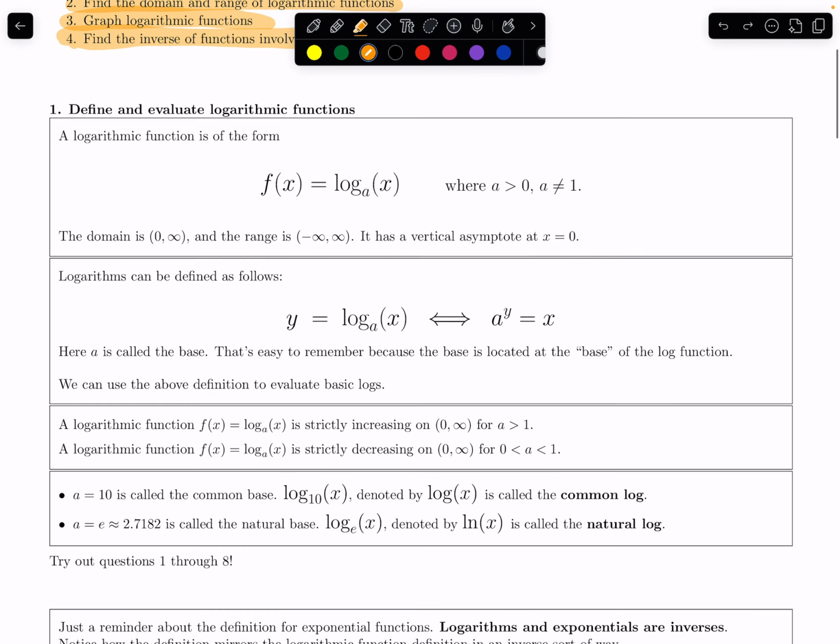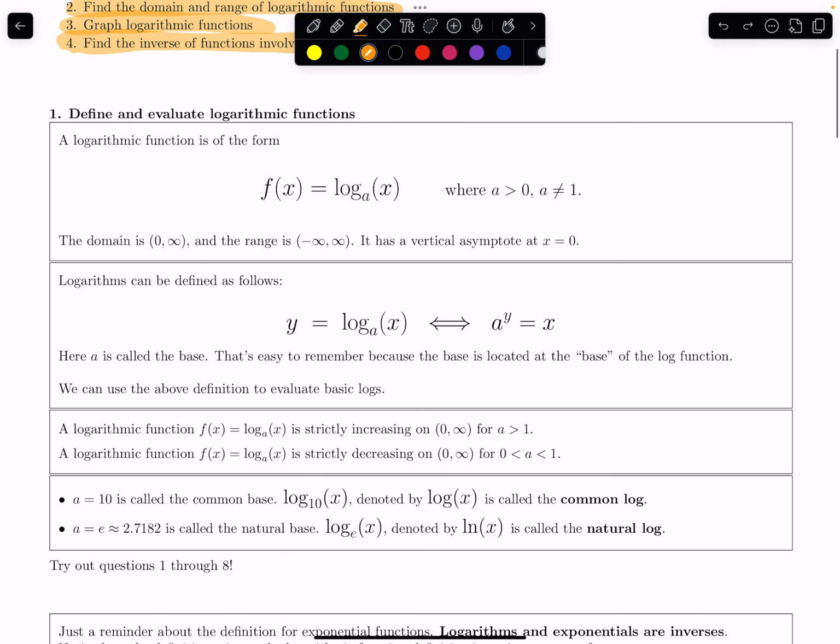Actually, we're going to do that right now when we talk about the definition. So here's the definition and how we evaluate logarithm functions. First of all, what is a logarithm function? It's a function of this form. Logarithm, we say log for short. So f of x equals log base a of x. And the easy way to remember it's a base is that it's at the base of the function itself, at the bottom of it. So log base a of x.